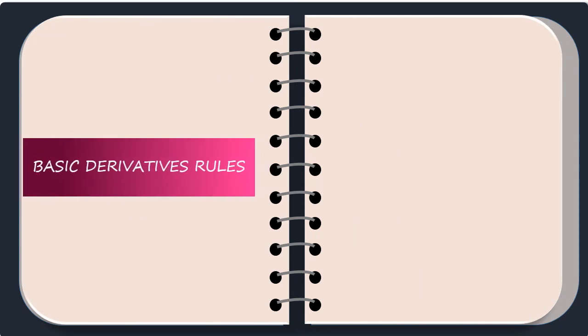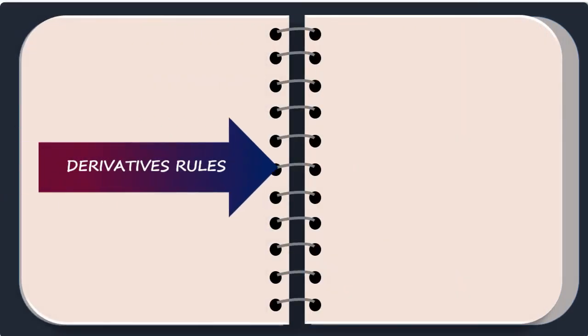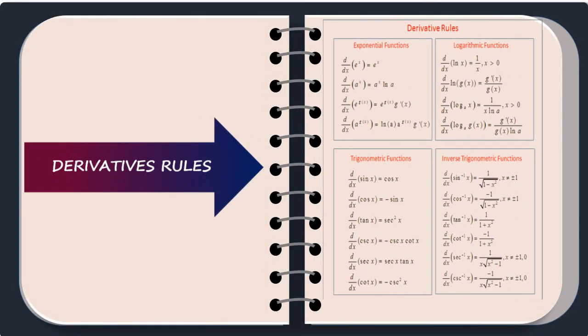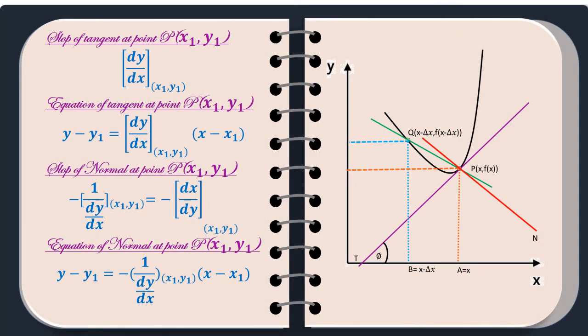So first of all, recall the basic derivative rules, that is addition, subtraction, product, chain rule, etc. Recall derivatives of functions, that is exponential functions, log functions, trigonometric functions, inverse functions, etc. And the slope of the tangent at a certain point, that is dy dx at this point, and the equation of the tangent, slope of the normal at a certain point, and the equation of the normal at a certain point.